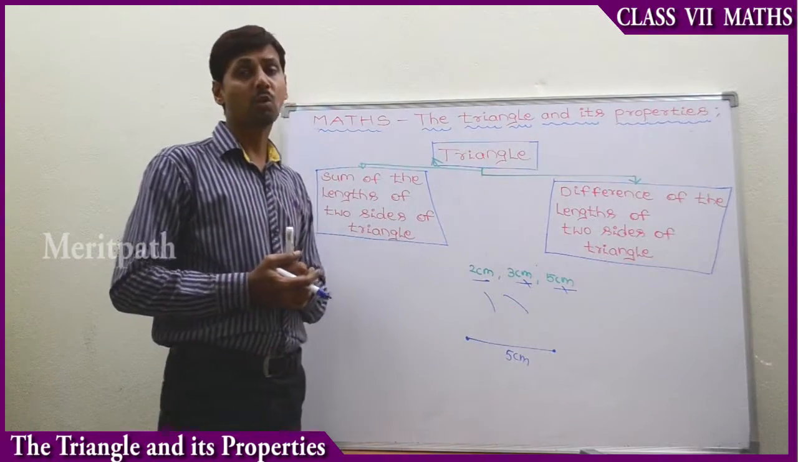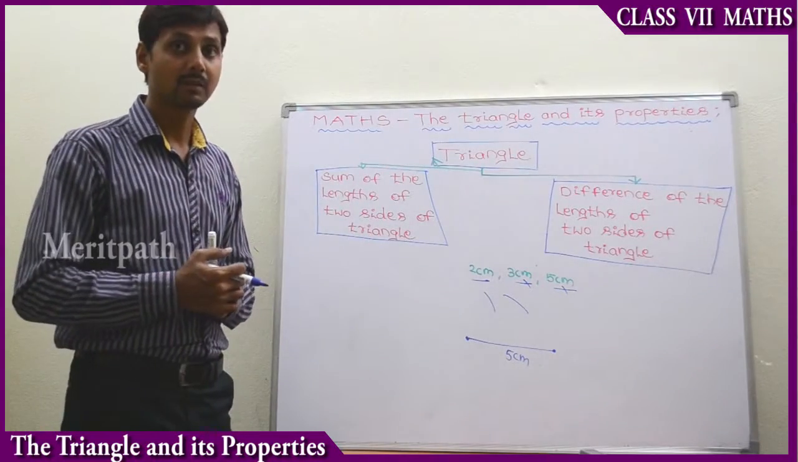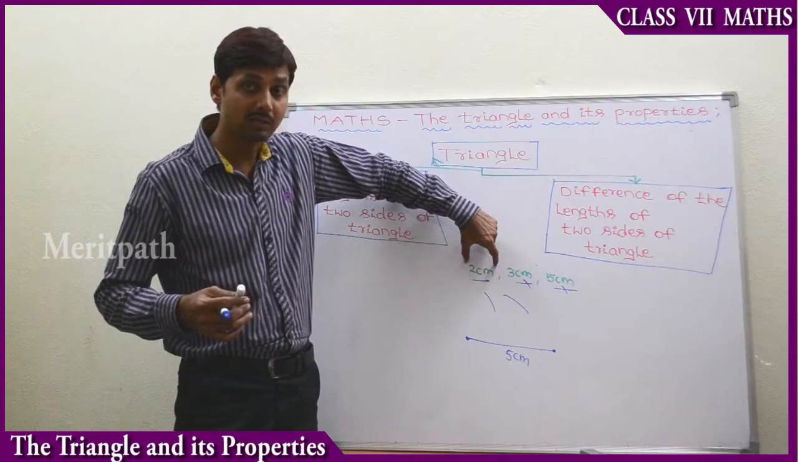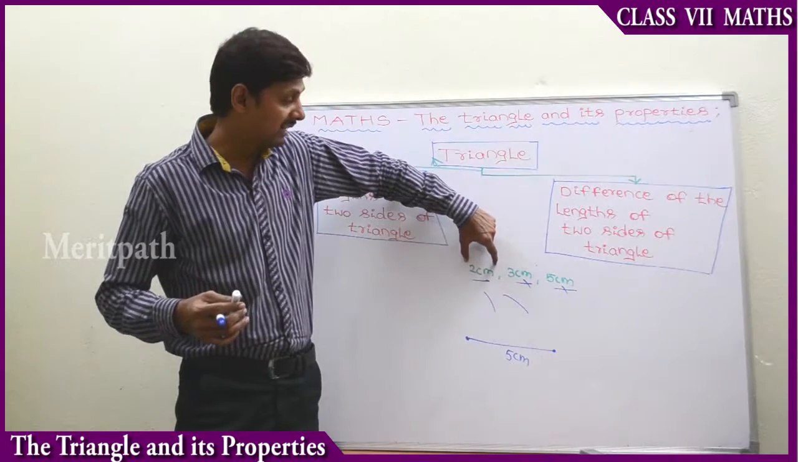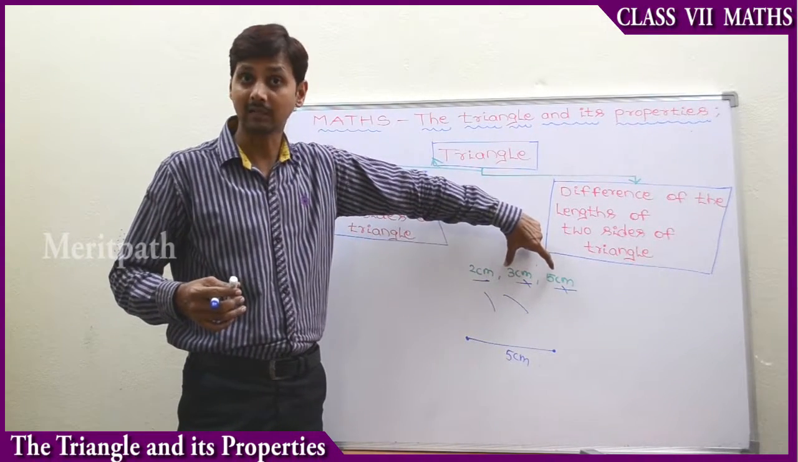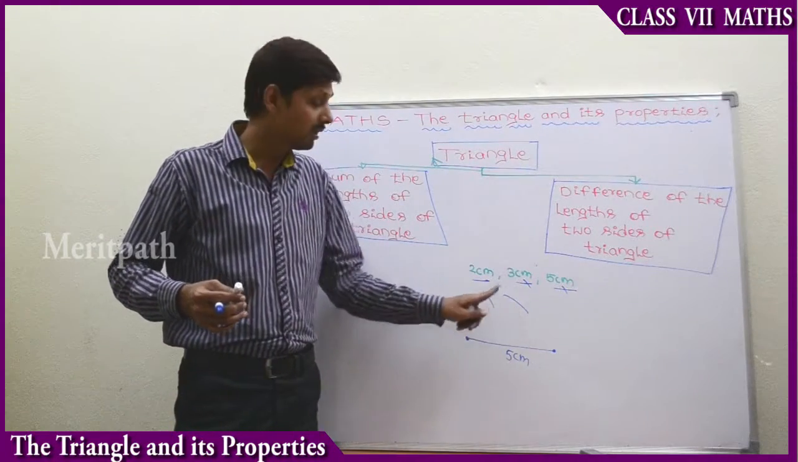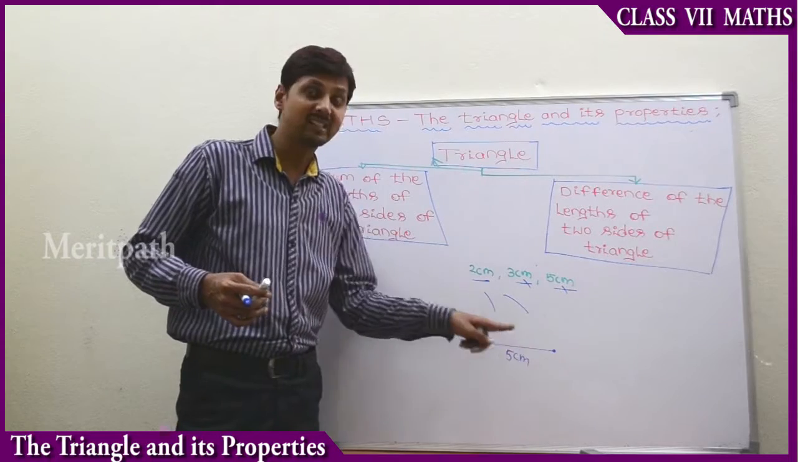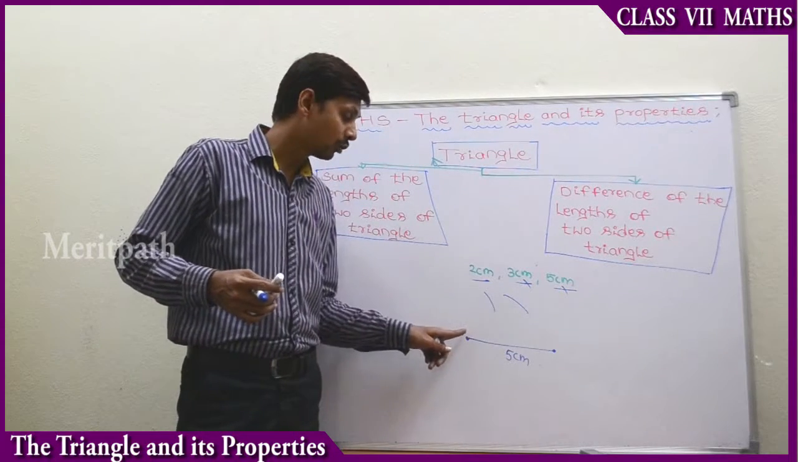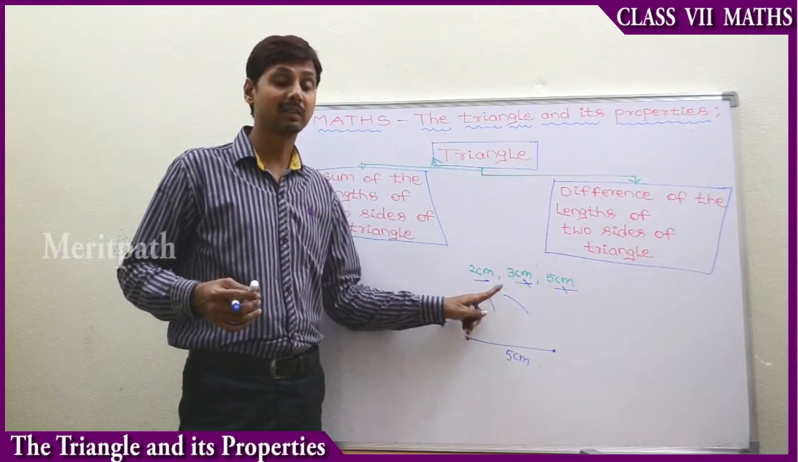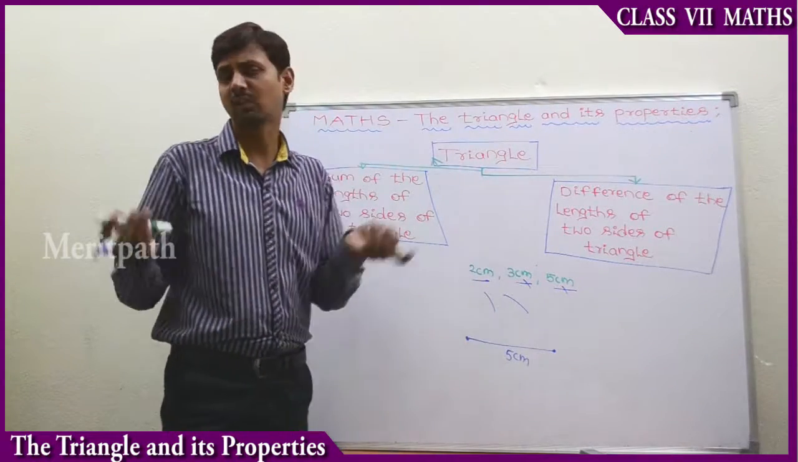The concept behind it is that the length of this one side of the triangle is much less than the other two sides. So these 2 centimeters are unable to touch the other two sides. When we take 5 centimeters and 3 centimeters, the 2 centimeters from this vertex is unable to cut the other arc. So this triangle will not be formed.